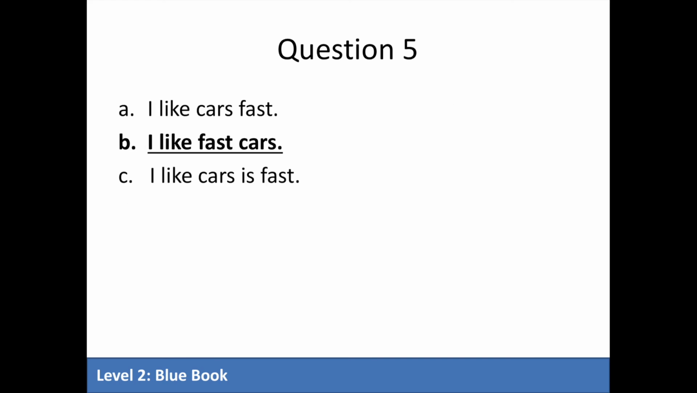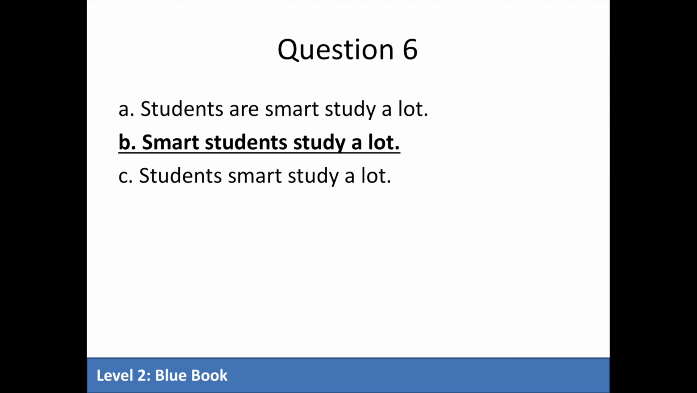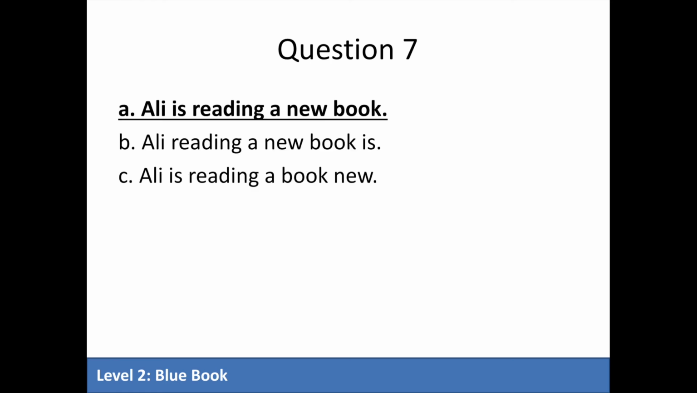Looking at our sentences, I like fast cars. We have to remember that in English, the adjective comes before the noun. So B is the correct answer. Question 6. Smart students study a lot. Again, in this sentence, we have the adjective before the noun. So B is the correct answer.